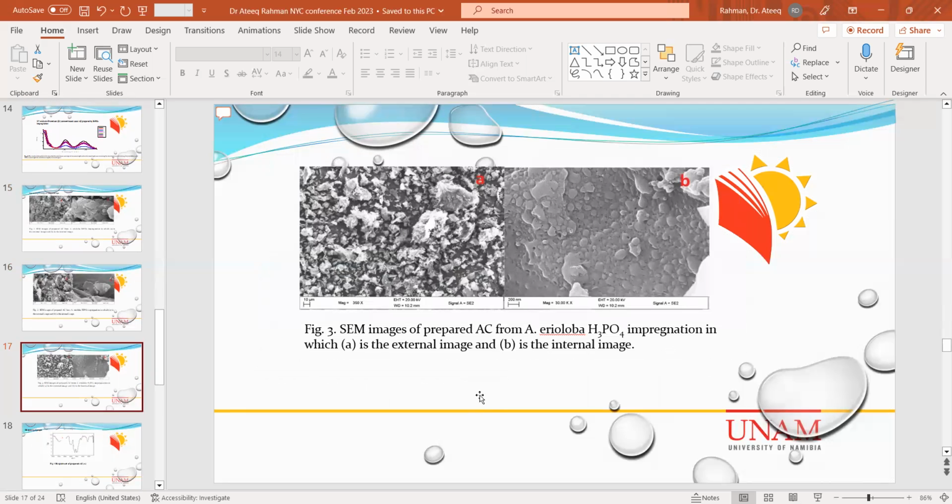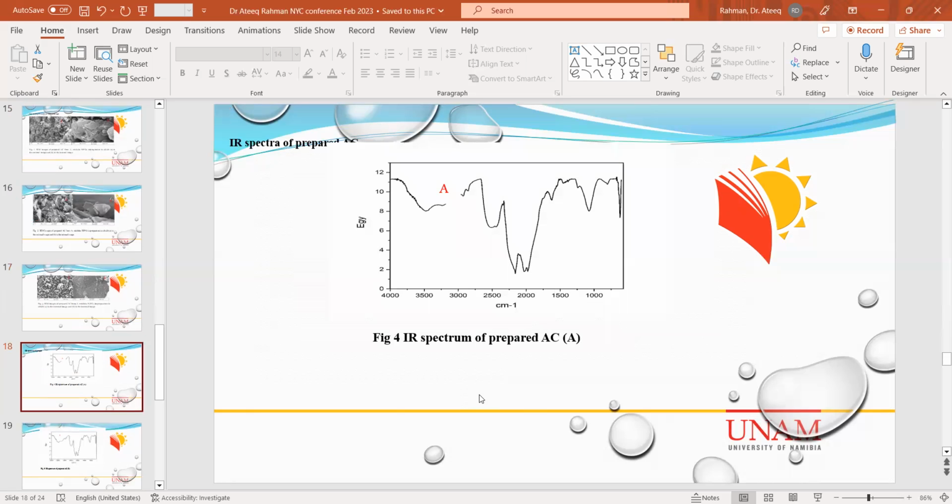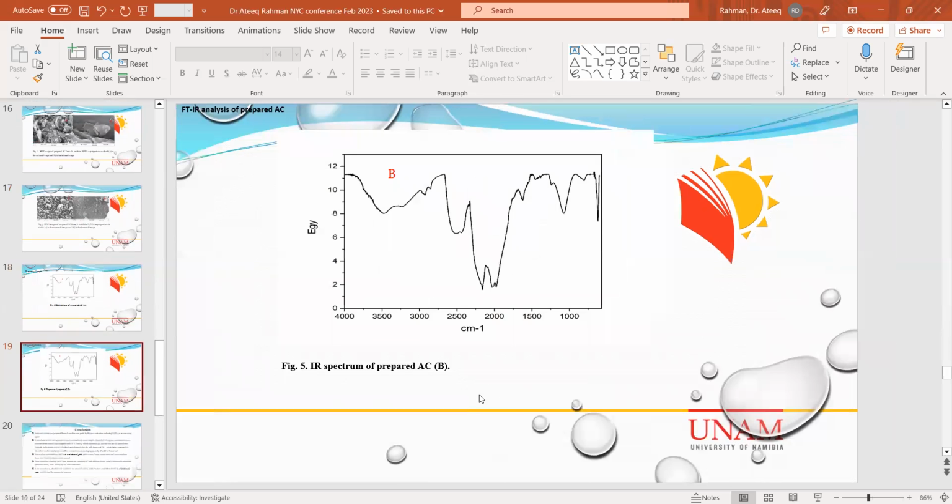This is the extended image of the H3PO4 and small samples they have taken, and the same property it is giving, nanostructures being formed in the B1. Then FTIR studies we have seen for the prepared AC from the physical method, and we can see at 3400 hydroxy groups are formed. And the same being observed with the H3PO4 also when FTIR studies were done, at 3400 to 3500, OH is more prevalent.